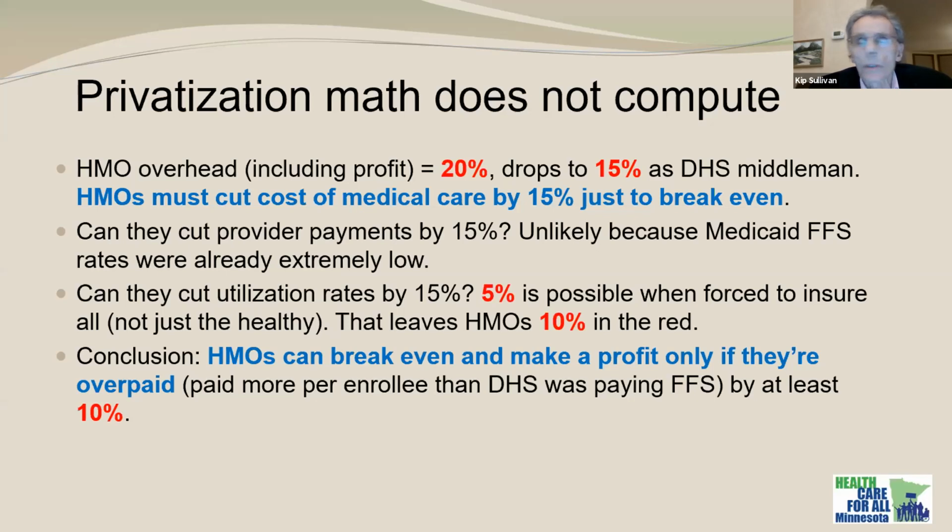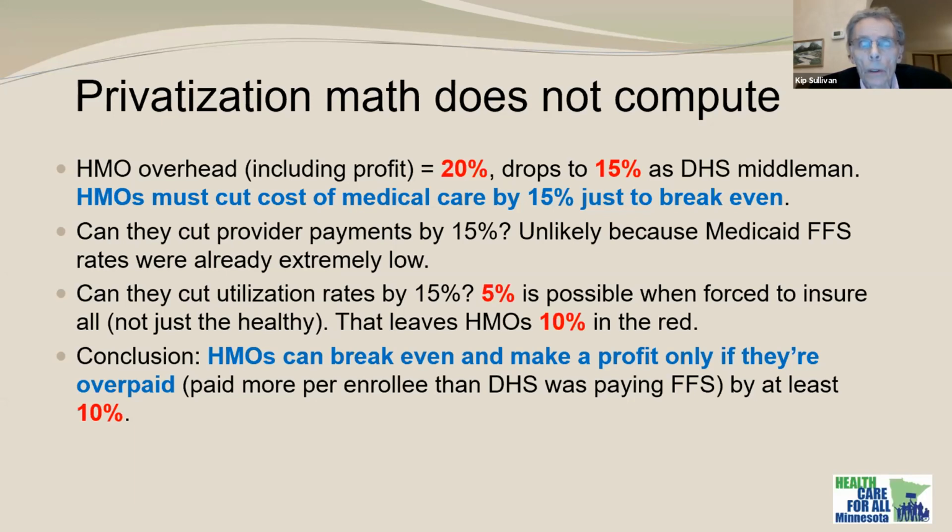What that means is that the HMOs must cut the cost of medical care by 15% just to break even. So how are they going to do that? Can they cut provider payments by 15%? No, it's extremely unlikely because Medicaid already pays very low rates. Medicaid typically pays rates 60% of Medicare rates, and Medicare rates are typically 80% of private sector rates.